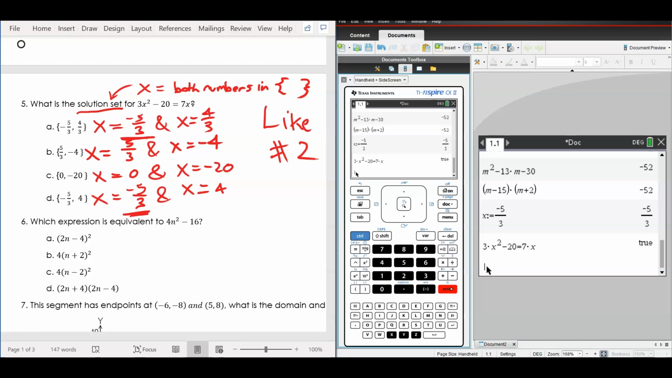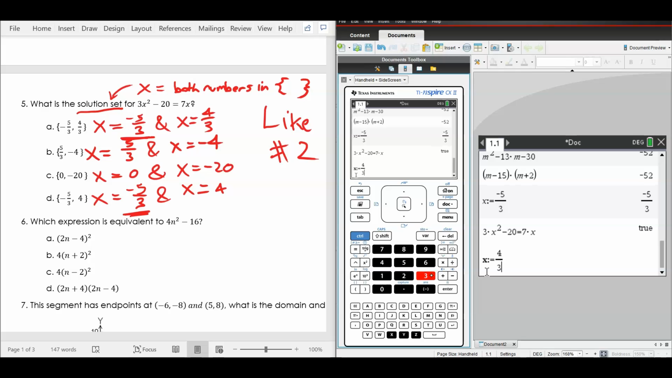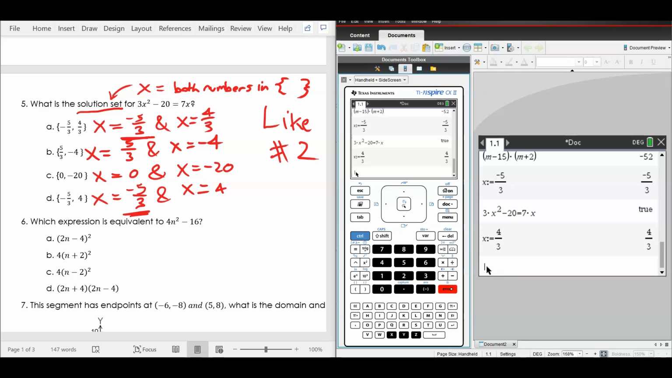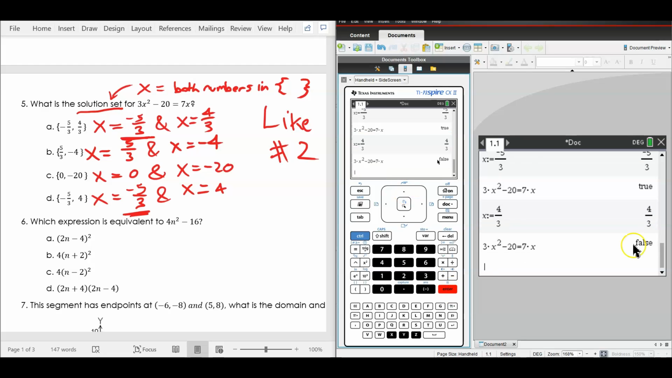Let's try 4 over 3 now. So x, control define, 4 over 3, control divide 3, right? So x is 4 over 3. Now I'm going to go back up 1, 2, 3, 4 to the equation. Enter, enter. Now 4 over 3 is false. Okay, so not that one.